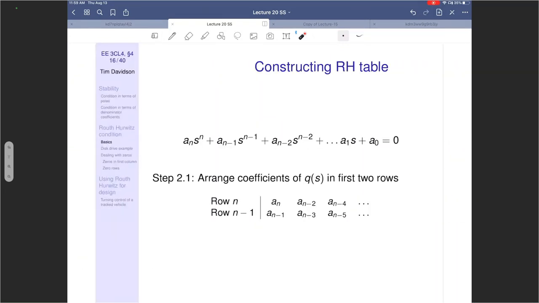Now let's take a look at how you construct the Routh-Hurwitz table. First, you arrange the coefficients of Q(s) in the first 2 rows. The first 2 rows are very straightforward. You build it like this. a_n goes here. a_(n-1) goes here. a_(n-2) goes here. And so on. You go up, down, and then alternate, and then you fill out the first 2 rows. That's fine.